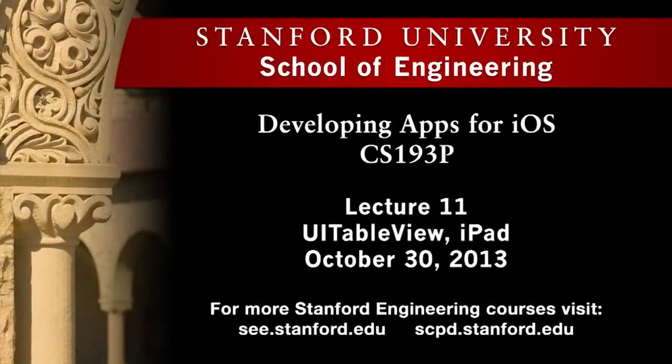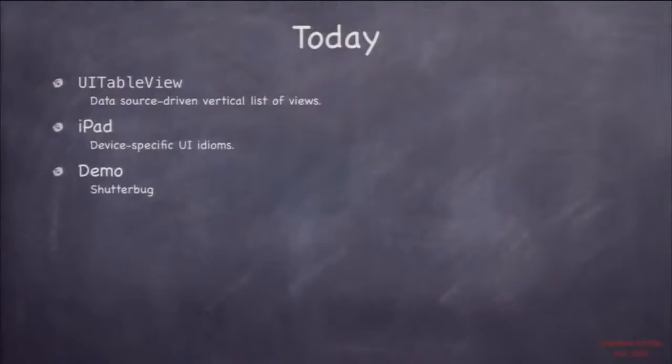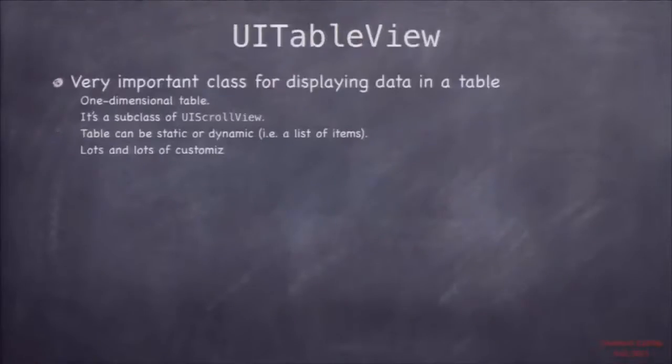So welcome to Lecture 11 of CS193P. This is the fall quarter of academic year 2013-14. And today we're going to talk about two major topics. One is UI Table View, which is a very important class. And also we're going to talk about the iPad now. We've been doing everything so far on the iPhone. We want to start doing things actually on both platforms now, iPad and iPhone. And then I'm going to do a demo which is going to, of course, incorporate these two things.